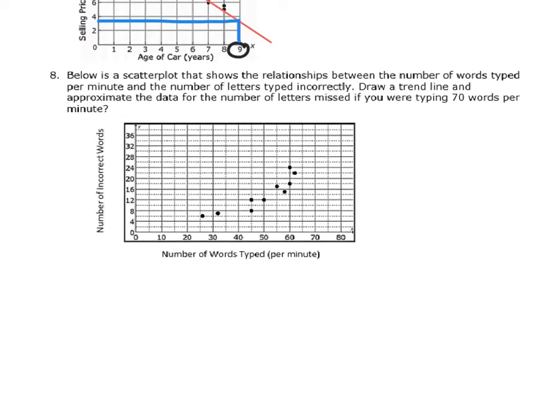Below is a scatter plot that shows the relationship between the number of words typed per minute and the number of letters typed incorrectly. Draw a trend line and approximate the data for the number of letters missed if you were typing 70 words per minute. So we're going to go ahead and use our same patty paper. And we're going to draw a trend line. I know this isn't a great one, so I'm going to move it around. That's why we have it on our patty paper. So we'll be able to move it around. Let's see.